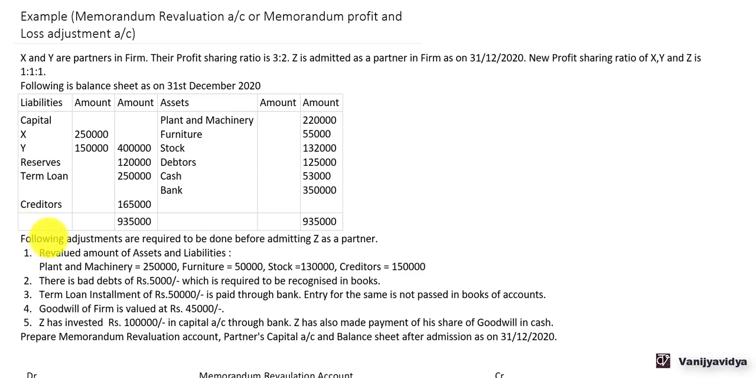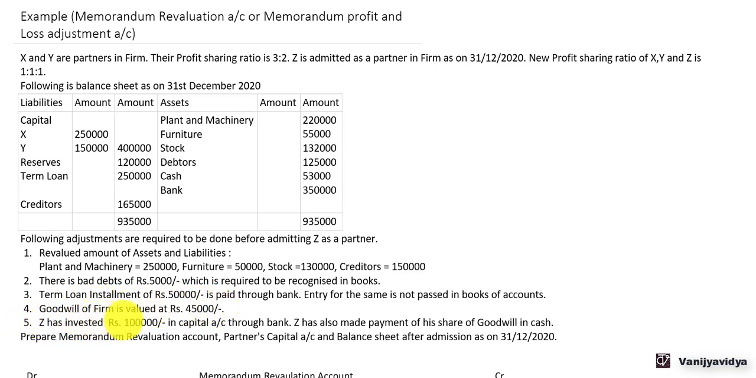Then the following adjustments are required to be done before admitting Z as a partner. First, revalued amount of assets and liabilities. We have plant and machinery 2,50,000, furniture 50,000, stock 1,30,000, creditors 1,50,000. Second, there is a bad debt of 5,000 which is required to be recognized in the books. Third, term loan installment of 5,000 is paid through bank. Entry for the same is not passed in the books of accounts. Fourth, goodwill of the firm is valued at 45,000.